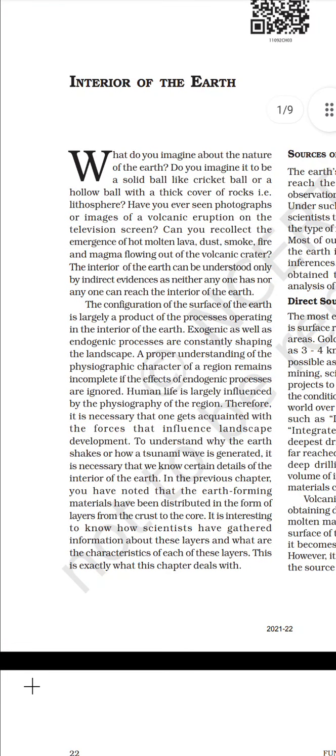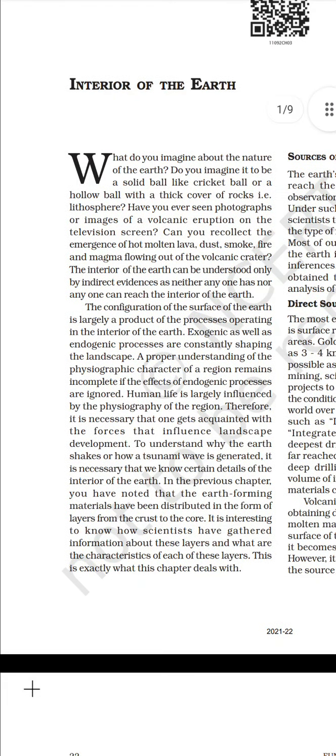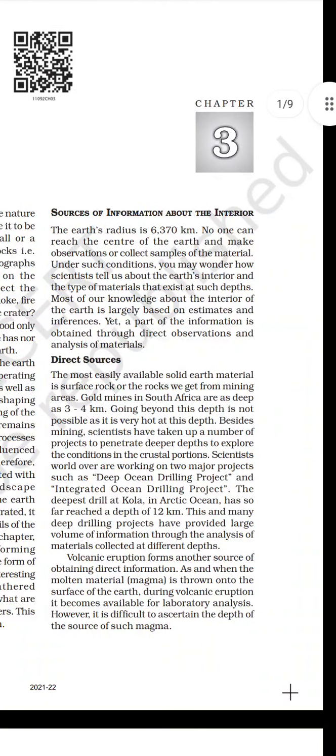In the previous chapter, you have noted that the earth forming materials have been distributed in the form of layers from the crust to the core. It is interesting to know how scientists have gathered information about these layers and what are the characteristics of each of these layers. This is exactly what this chapter deals with.